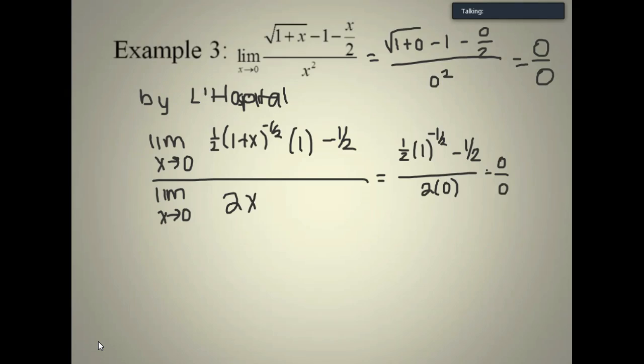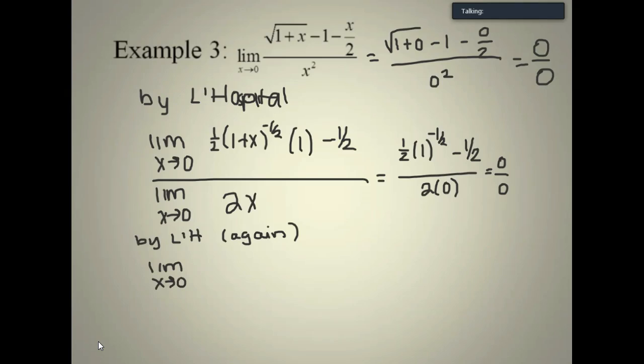And I get 0 over 0 again. If you get the indeterminate form again, you do L'Hopital's again. So if I get my derivatives and I get 0 over 0, then you do L'Hopital's again. So you take the derivative of the top and the derivative of the denominator again.